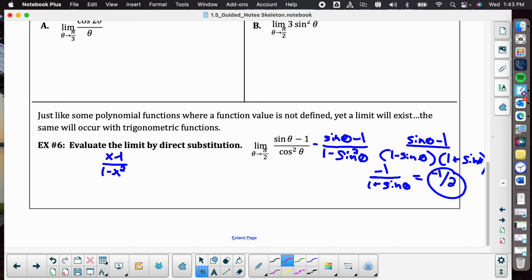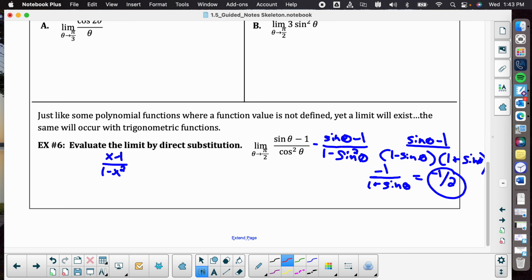And I know once you see what to do, it's not bad. The hardest part for most of you is just even thinking of trying that method. So the squared is what made me think of it. So squared gives us 2 options.